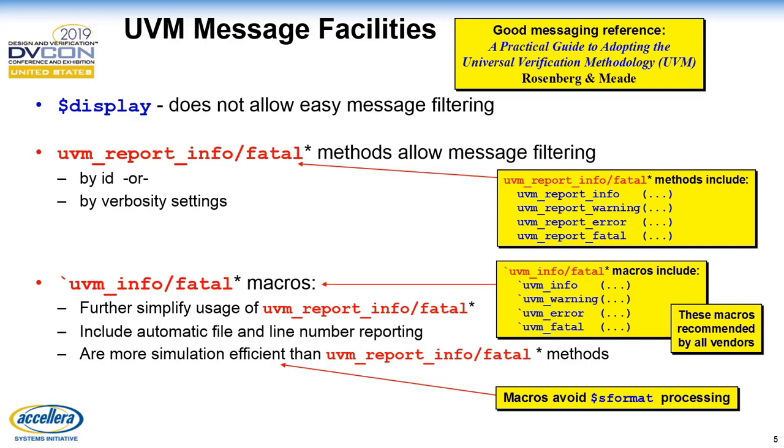And then there's the macros that everybody agrees this is what we should be using. When it comes to the macros, they further simplify the usage of each of these methods. So you have UVM info, UVM warning, UVM error, and UVM fatal. These automatically include the file name and line number, which are useful for debugging. There's a way to turn it off, and we'll show you that as well. And they're more simulation efficient than any of the methods shown above.